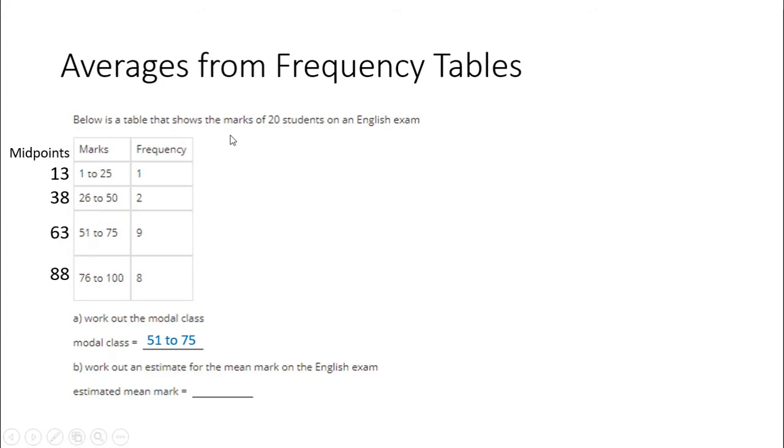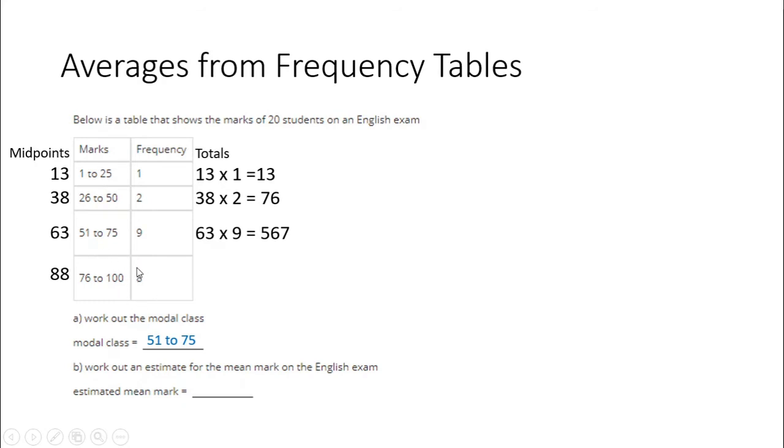Right, so we're working out our totals here. The one person who scored in between these marks, we're going to say that they scored 1 times 13. One person, and we're assuming they scored 13, so a total of 13 marks. These two people, we're going to assume they both scored 38, so 2 times 38 is 76 marks total. These 9 people, I'm going to assume they all scored 63, so 63 times 9.